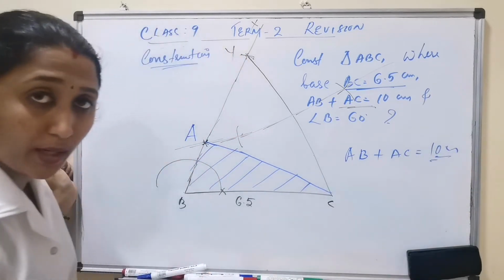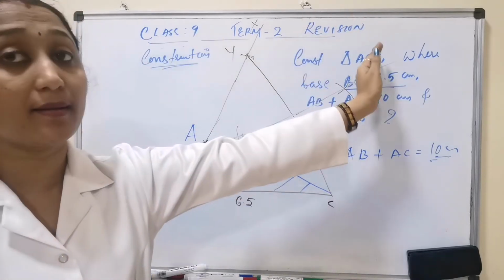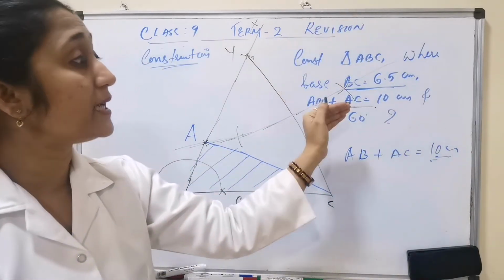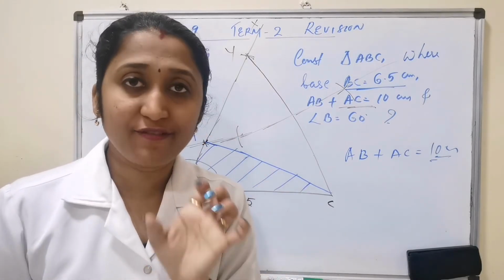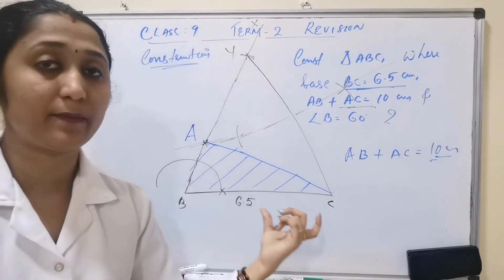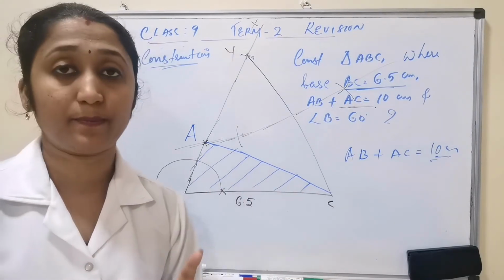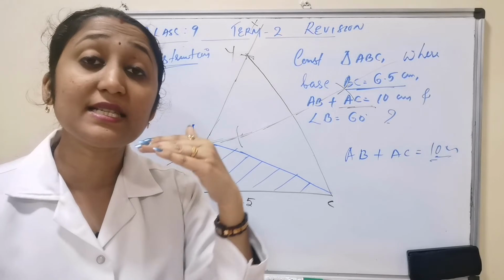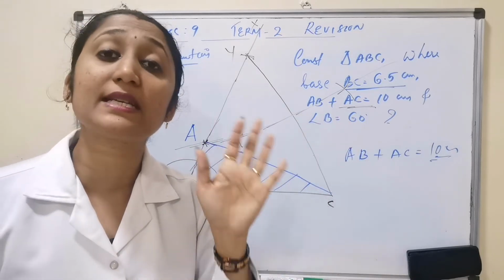Check it. Okay, I will explain once more. Here, construct triangle ABC where base BC is 6.5. Whatever base is given, first of all you have to draw the base. So BC, 4 or 5, whatever it may be, you should draw this. After that, what is the angle? Which angle is given here? Here it is given as 60 degrees.